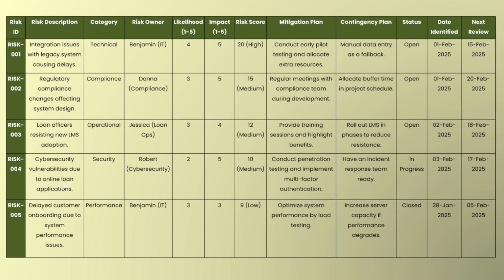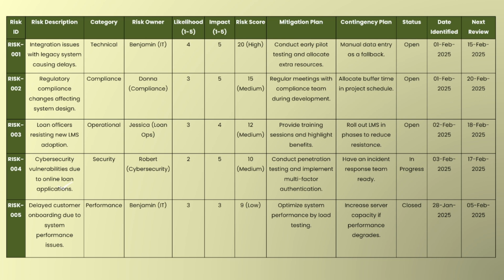What is the mitigation plan? Provide training sessions and highlight the benefits. Then the contingency plan: roll out the loan management system in phases to reduce resistance from the loan officers. Status is open, date identified is given, and next review is also given. So in this way, risk by risk, we note down whatever risks we have identified, assign the category and risk owner, calculate the risk score, provide the mitigation and contingency plans, then the status, and we also provide the dates.